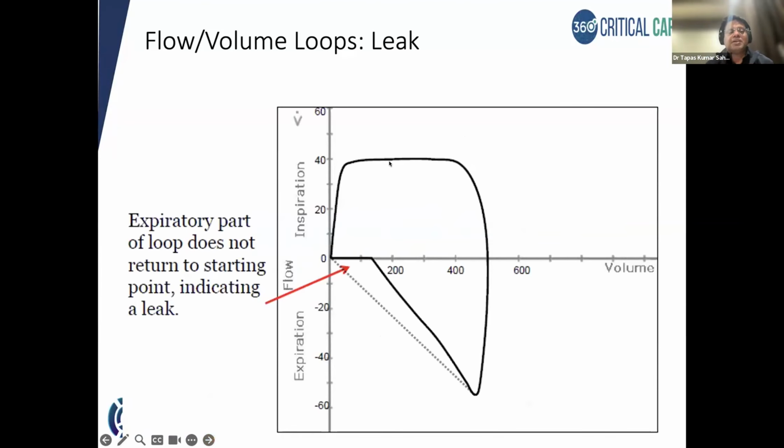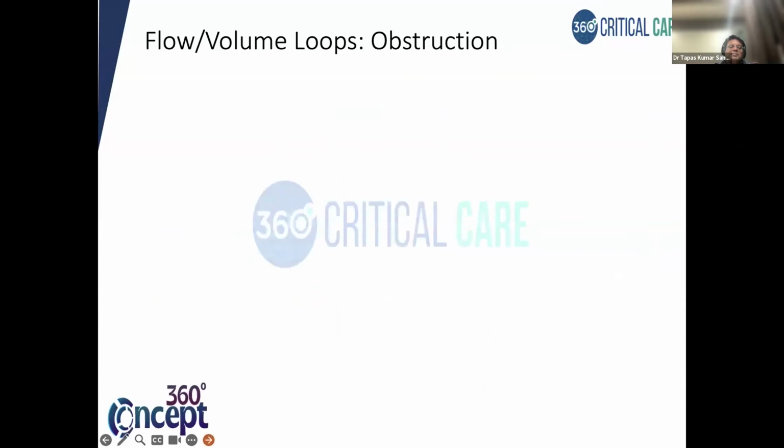Clear? Now coming to the picture. Here is inspiration, now the expiration. The expiratory part of the loop is not returning to the starting point. That means there is a definite significant leak happening. You can also quantitate the leak, the volume leak, how much is actually affecting. It should be 450, but here you are almost losing 250. So that means it is not reaching the baseline.